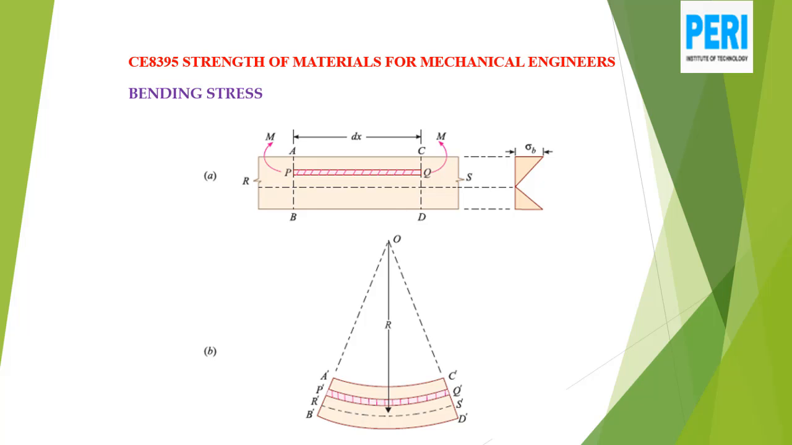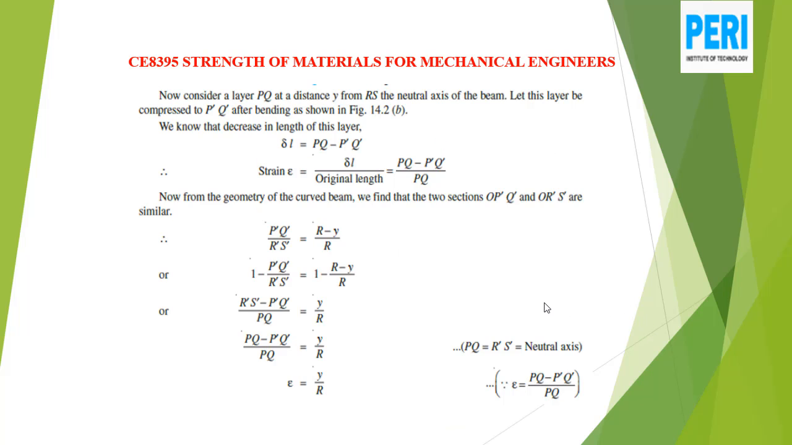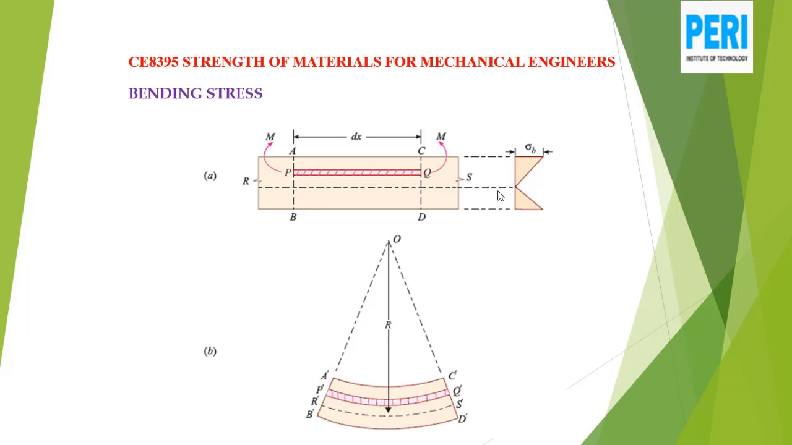After bending, A becomes A dash, C becomes C dash, B becomes B dash, D becomes D dash. Then RS becomes R dash S dash, but the RS value will not be changed. RS equals R dash S dash. And P dash Q dash is a little bit extended, elongated. On the neutral axis, the bending stress will be 0. At the surface only, bending stress will be maximum.